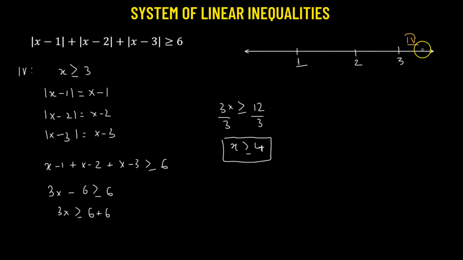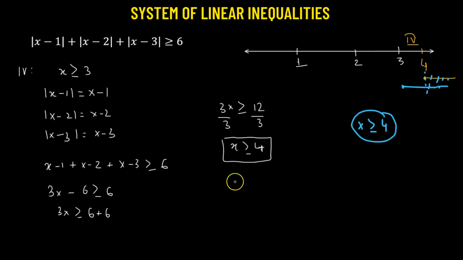So what we'll do, we'll consider x equals 4 on the number line. We have obtained a solution that x is greater than or equal to 4. And from our case, we have x is greater than or equal to 3. Now clearly we see that there is an overlap of solution. So our solution, the common solution, will be x greater than or equal to 4.